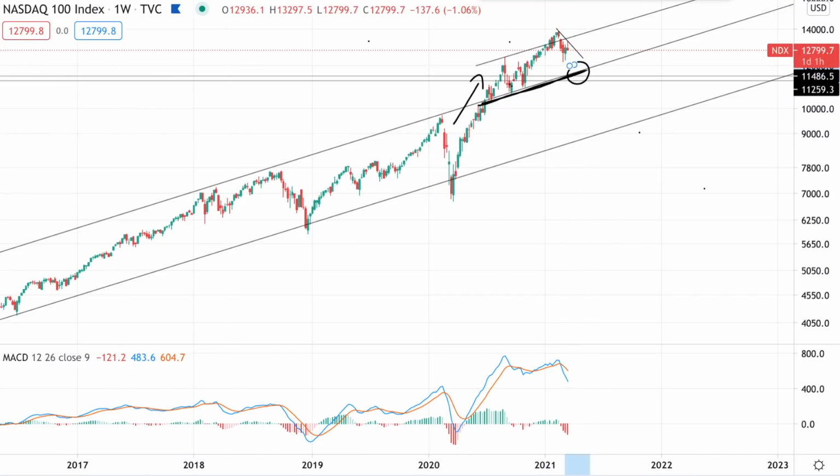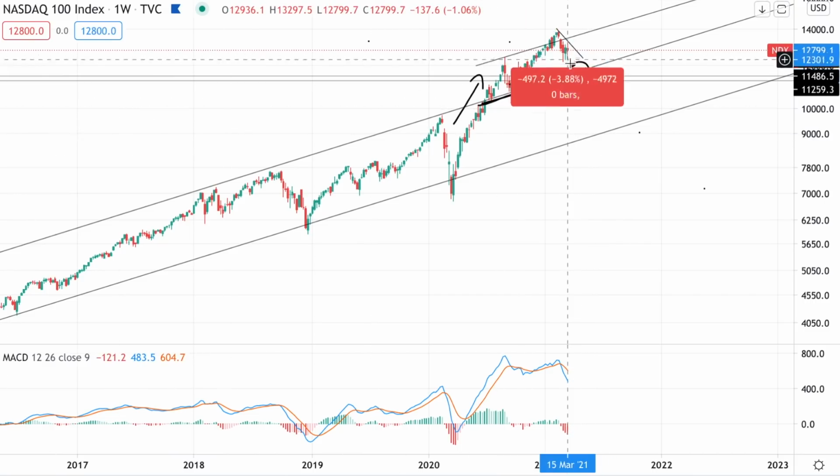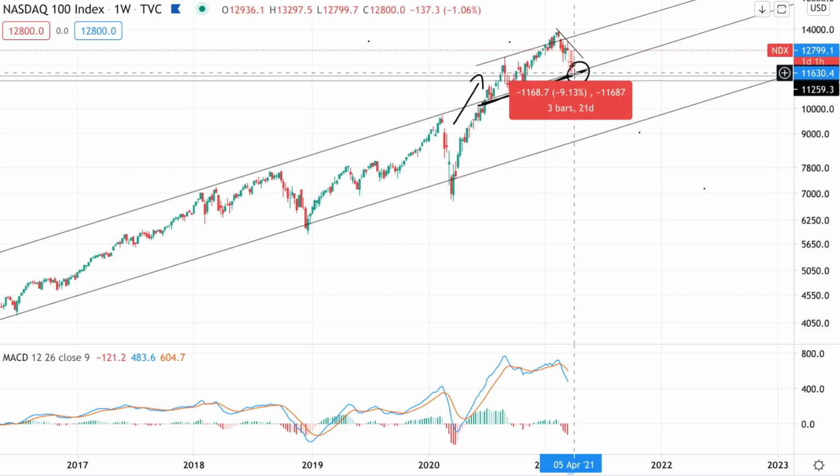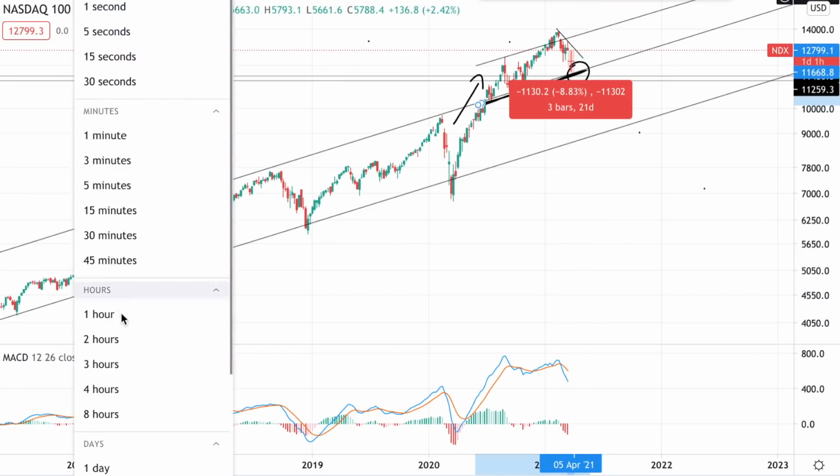So from current levels, let's measure that up. That would be a 9 to 10% correction from current levels. That is something you could expect on the tech sector. Again, let's go to a daily chart.